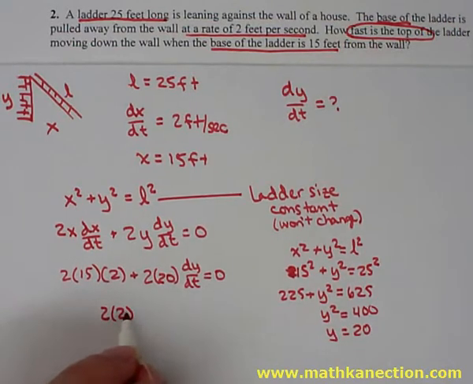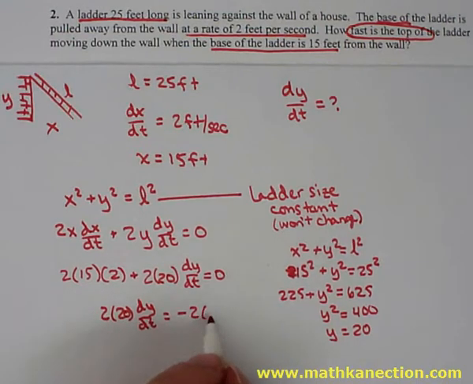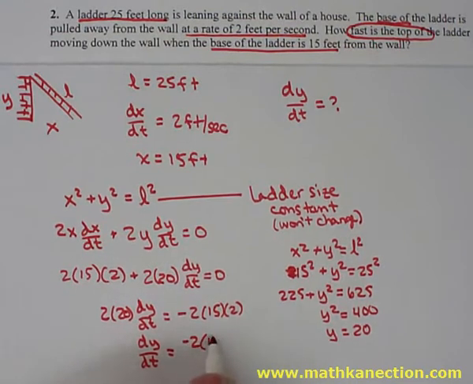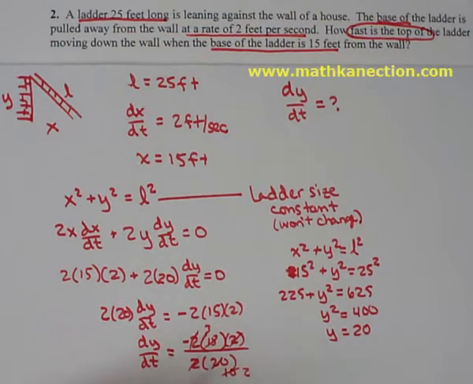Since we're without a calculator, it's easier not to distribute. So we have 2 times 20 dy/dt is equal to negative 2 times 15 times 2. Dividing both sides by the 2 and the 20, we have dy/dt is equal to negative 2 times 15 times 2 over 2 times 20. And then reducing the 2's, reducing the 2 with the 20 and the 15 with the 10.